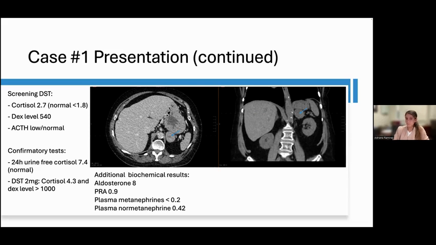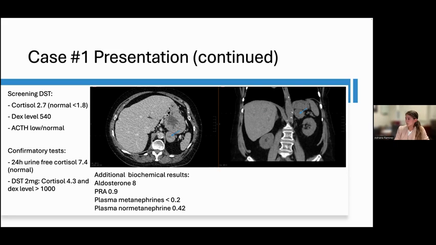In this clinical scenario, my screening DST showed a non-suppressed cortisol with an appropriately high dexamethasone level and a low or normal ACTH. I ended up doing 2 confirmatory tests, a 24-hour urine cortisol, which was normal, and then I repeated the DST, and that remained non-suppressed, so a cortisol level that was between 1.8 and 5.